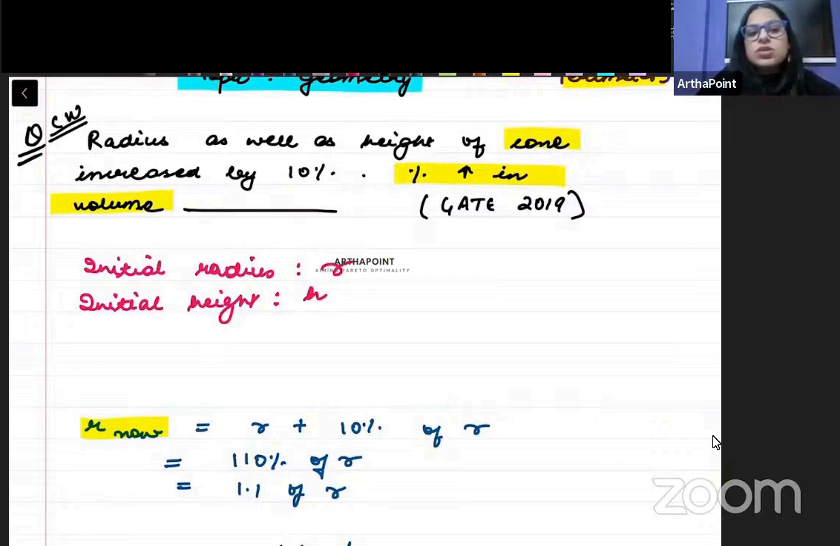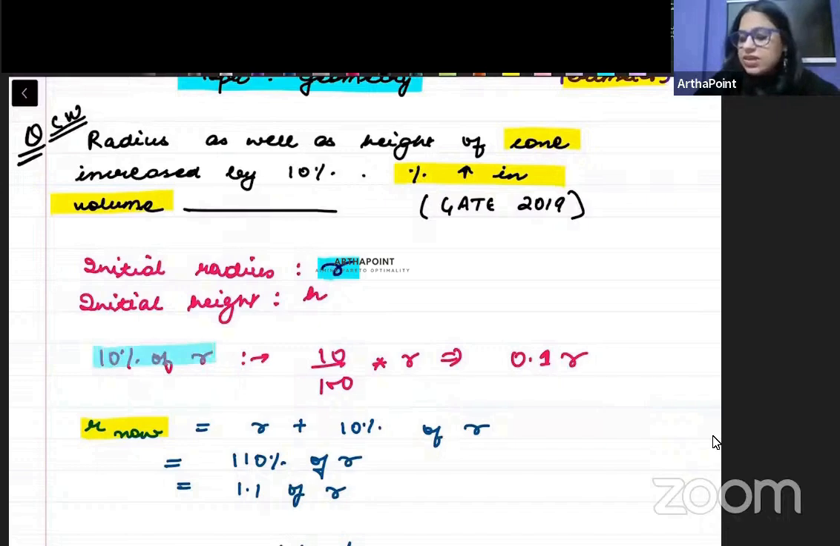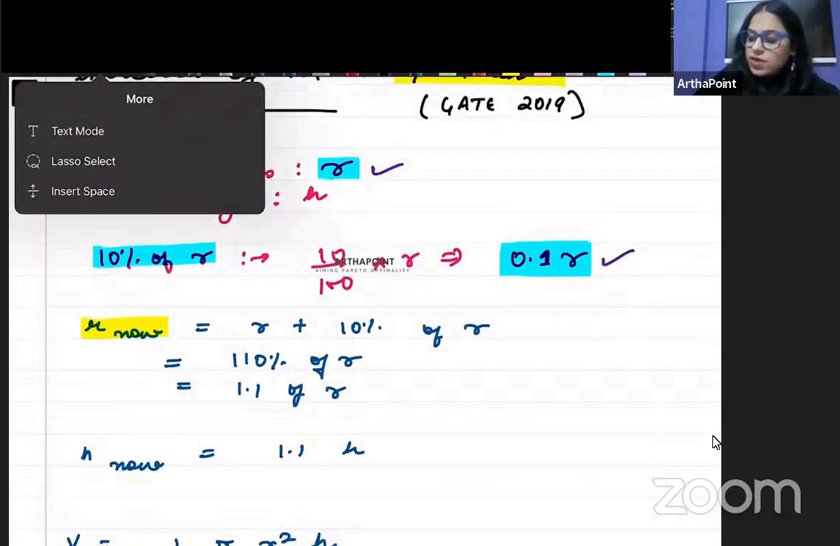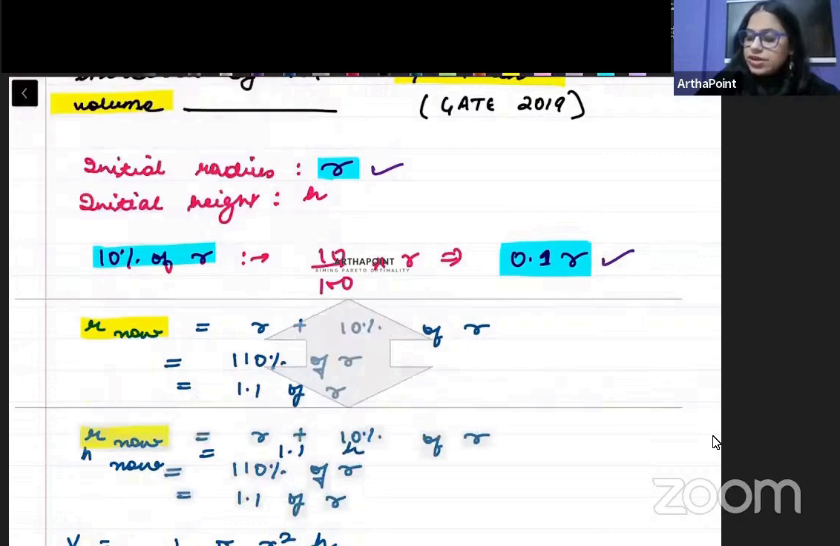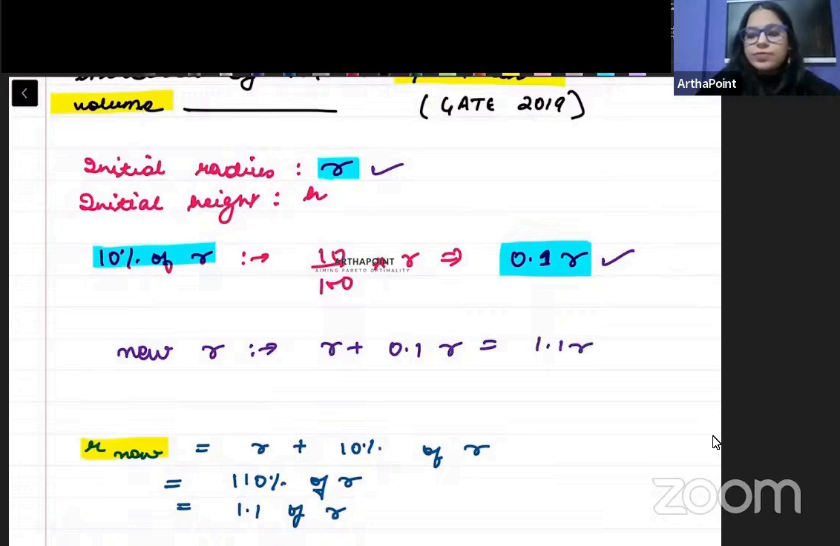Now the radius of the cone is increased by 10%. So 10% of r will be 10 by 100 into r. So this is going to be 0.1 r, right beta? So your initial radius is r and the increase in radius is by 10%, which is 0.1 r. So what is going to be your new radius? It is going to be initial radius plus the increase in the radius. This is going to be 1.1 r.